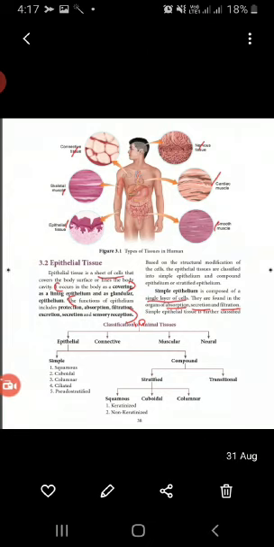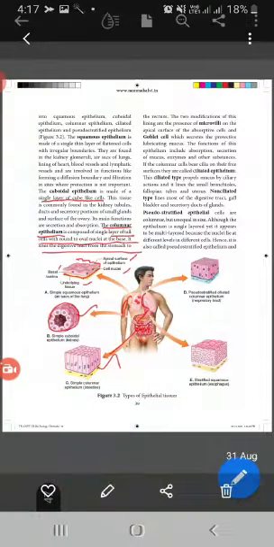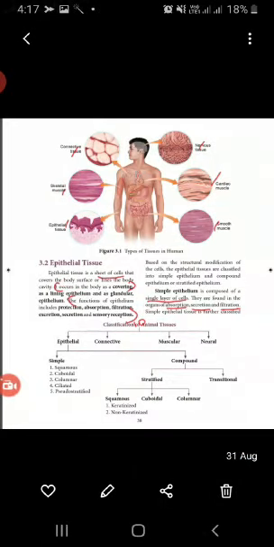Two more questions: what is the function of epithelial tissue? They ask like that. The function of epithelium includes protection, absorption, filtration, excretion, secretion and sensory reception. You have to note it down. This is the function of epithelial tissue. Two more very important questions. And if they ask about the epithelia, what is epithelial tissue?